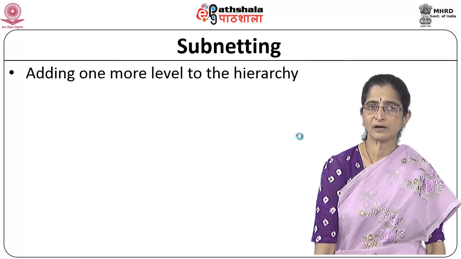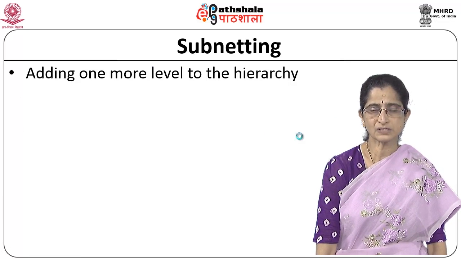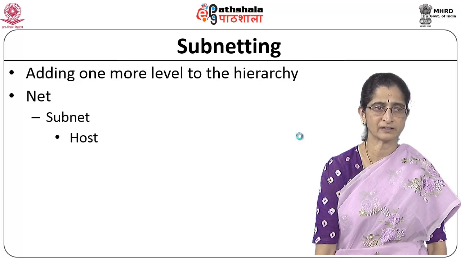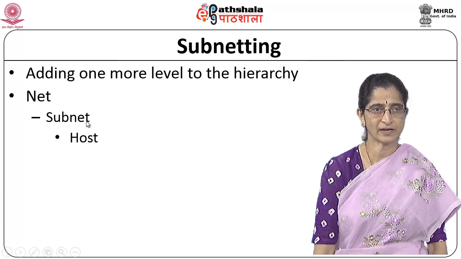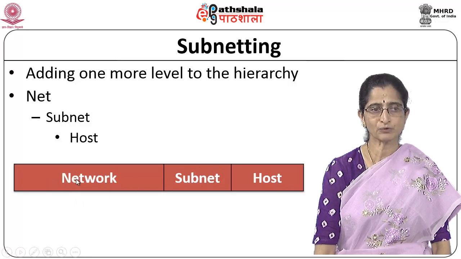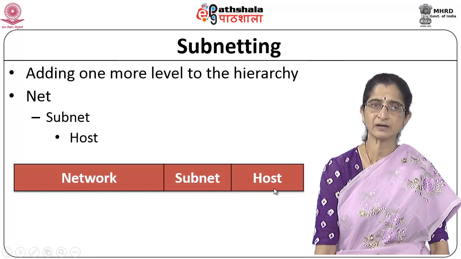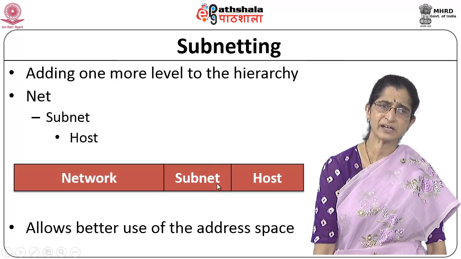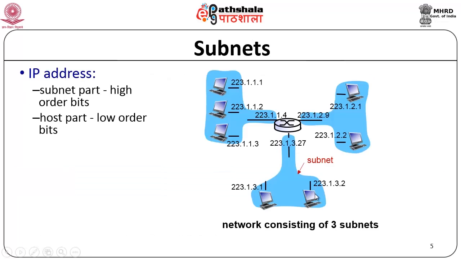Let us look at how we could add one more level to this hierarchy, and that is what subnetting is all about. We just talked about having a network part and a node part. Now we are saying we will add one more level to the hierarchy, called the subnet part. Between the net and the host, we are bringing in another level of hierarchy called the subnet or a subnetwork. So if you take the full 32-bit address, we will divide it up now into 3 parts: a network part, a subnet part and a host part. What is the advantage of doing this? Basically it will allow us to have a better use of the address space. We will look at how that happens.